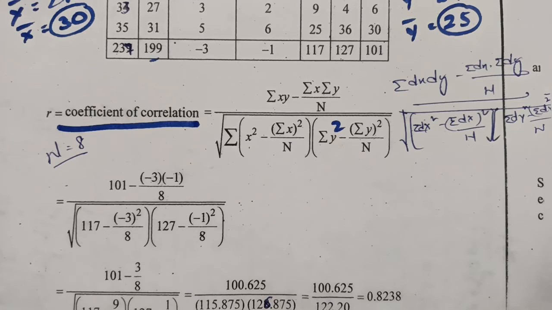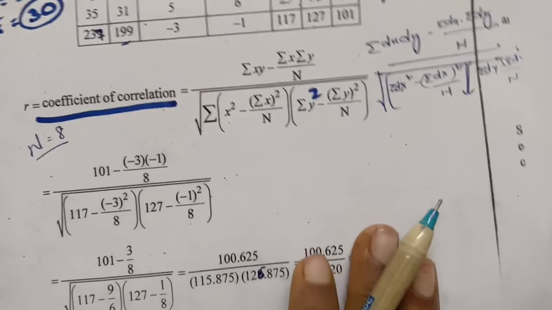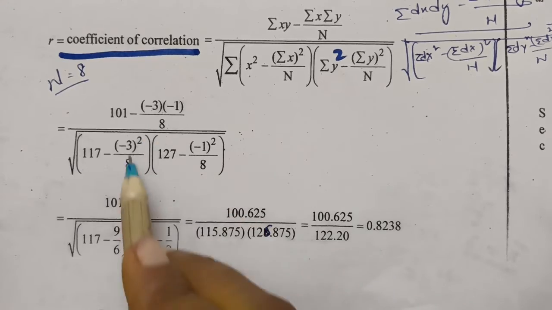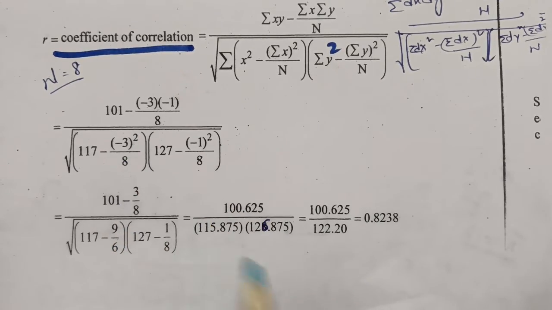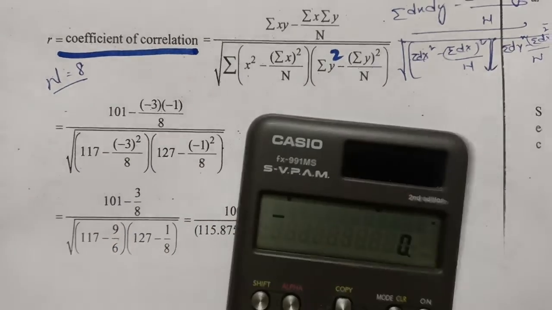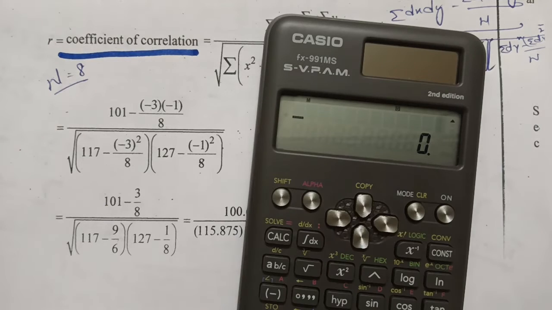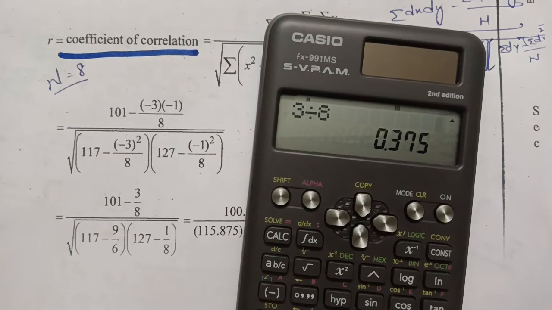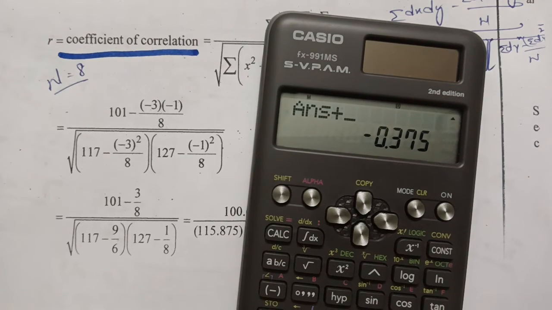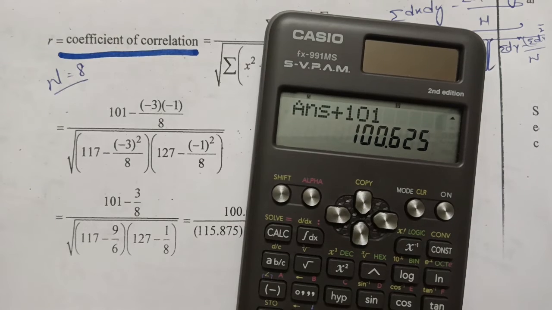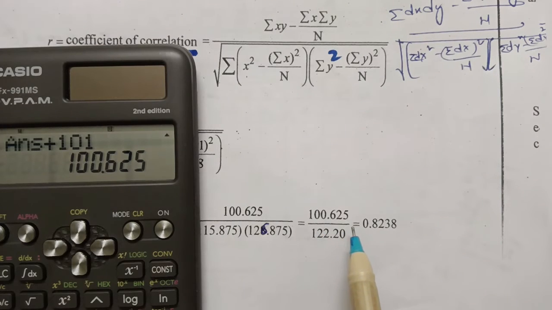Now we have to make calculations out of this. So this is 3 by 8, clear? This value is equal to 3 by 8. This value is equal to 9 by 8. This value is equal to 1 by 8. So here I'll show you. So this is 3 divided by 8 into minus 1 plus this is 101. The value of the numerator here is equal to 100.625.